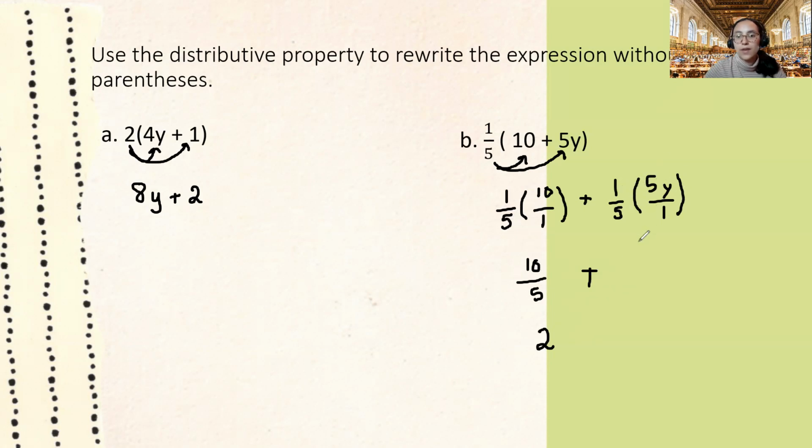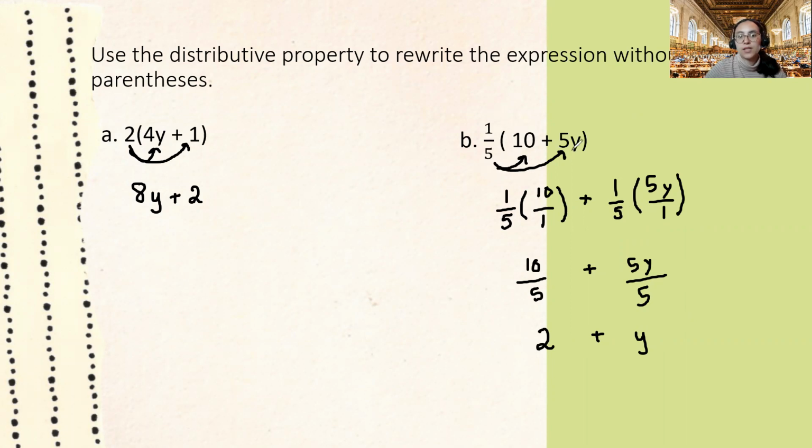So 1 times 5y, they're both positive, so I will get positive 5y. Then 5 times 1 in the denominator will give me 5. And I can reduce this also. So 5 divided by 5, they cancel and give me 1. So now I'm left with y. So this is my expression without the parentheses, using the distributive property.